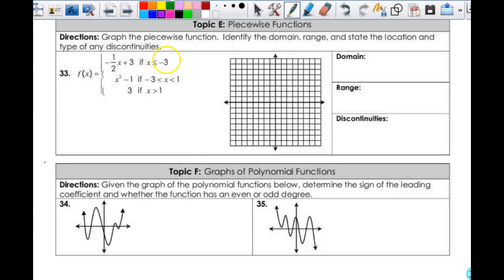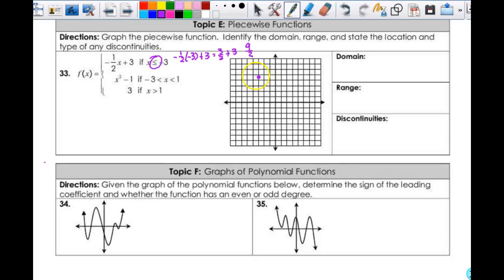If I take this -3 and I substitute it in here, then this is going to give me -1/2 times -3 plus 3. So that's going to give me +3/2 plus 3. So that's 6/2, so that's 9/2. Basically that will be my y value. So when x is -3, I'm going to go to 9/2, which is 4.5. And it's a solid circle because of this right here.